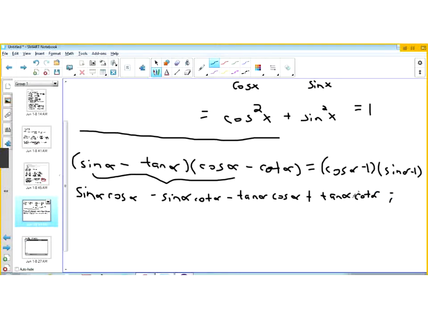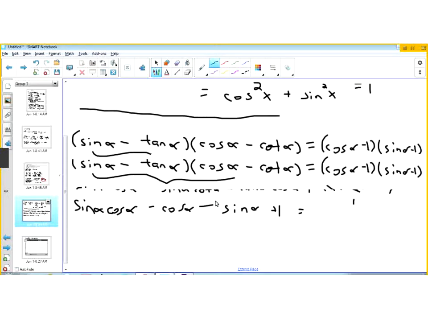Okay, so this product is that, okay? And so we can simplify that. Well, we know this product right here goes to 1. And so we'll have sine alpha, cosine alpha. Okay, and the cotangent, of course, is cosine over sine, so this would just be the cosine alpha. And then this with tangent of alpha is, of course, sine alpha over cosine alpha, so that becomes minus sine alpha. Okay, and then we have plus 1.